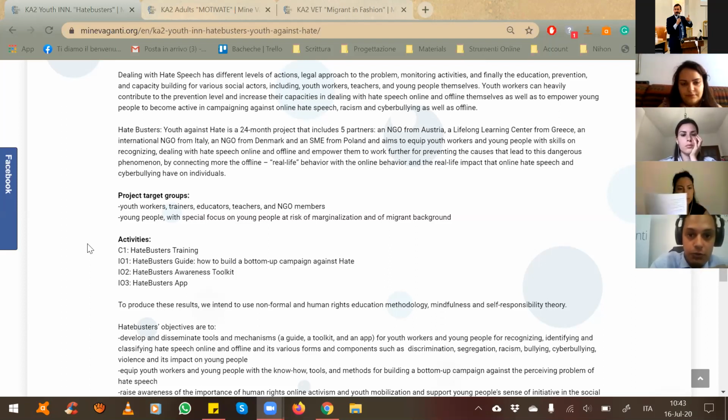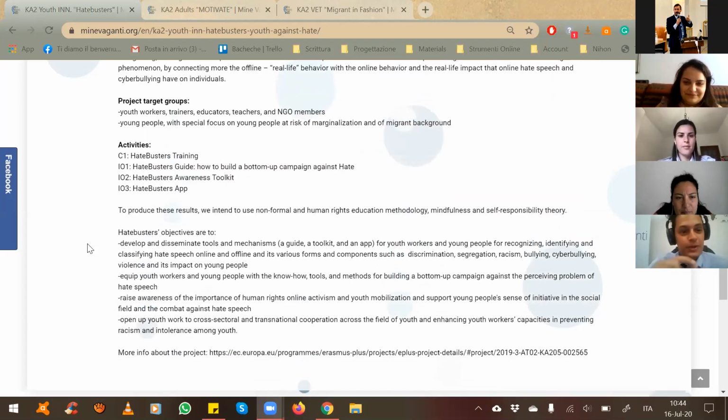Here we have three intellectual outputs. One is a guide on how to build a bottom-up campaign against hate and hate speech. Then there's an awareness toolkit, including all the methods and all the material on how to deal with this kind of problem. And then there's going to be an app. I don't want to spoil too much about the project, also because we are about to develop the website in a few weeks, so there will be way more info there. Then there's a description of the methodology we're going to use to produce these results: we intend to use non-formal education and human rights education methodology, mindfulness, and self-responsibility theory.